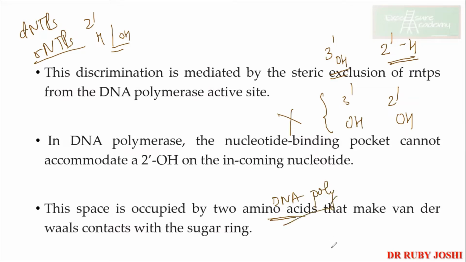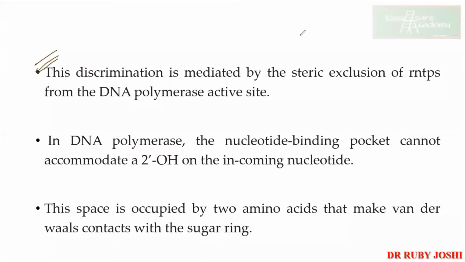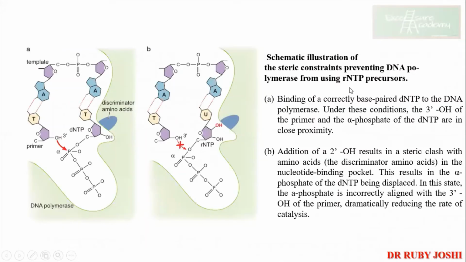So instead of accommodating 2-OH, the amino acids take place over there, and they will interact with the ribose, the sugar over here, with the help of van der Waals interactions. Guys, this is important. This slide is important to understand. So let's look at it over here.